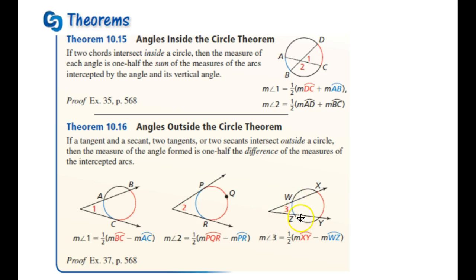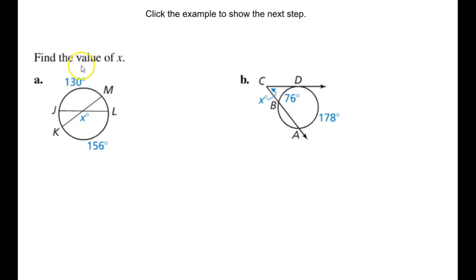So even here, even though neither of these lines are tangent, I take the further away arc minus the closer arc and then divide by 2 equals this angle. Right? So here are those formulas that we can use, or we can just kind of deal with the things that we know. So let's look at an example here.